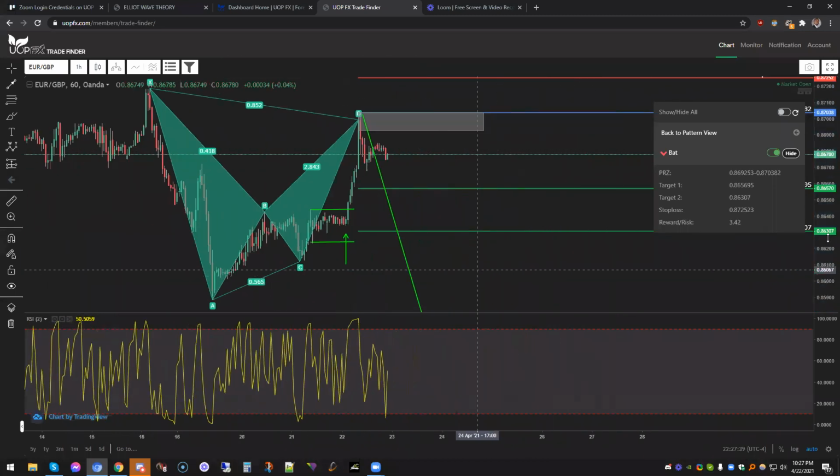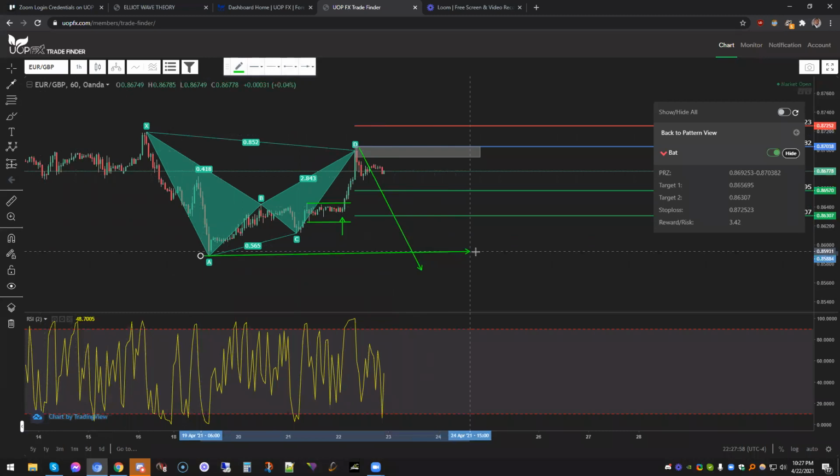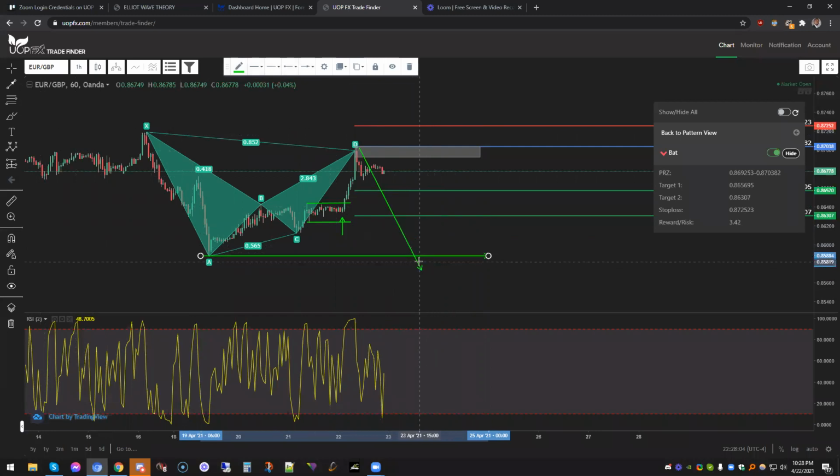Why? Because this is my impulse and this is my correction. So at the end of my correction, I'm expecting another impulse like this to follow. Okay, so I can target this low, right? So I can target this low as my exit area. If this move is not expected, if this move is not going to be coming down, what's going to happen is it's going to make a three-wave move to the downside and then move back to the upside.